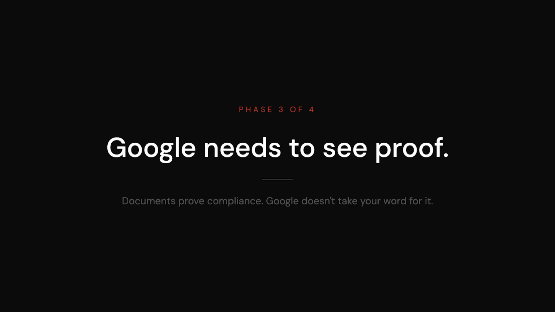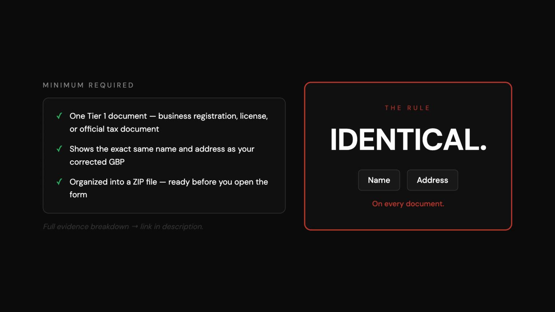Documents prove compliance. Google doesn't take your word for it. The documents you upload when you appeal will prove the profile is compliant. Those will be the evidence, and Google doesn't take your word for it.